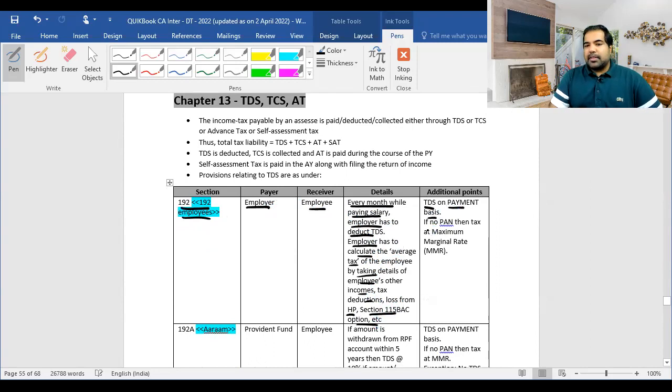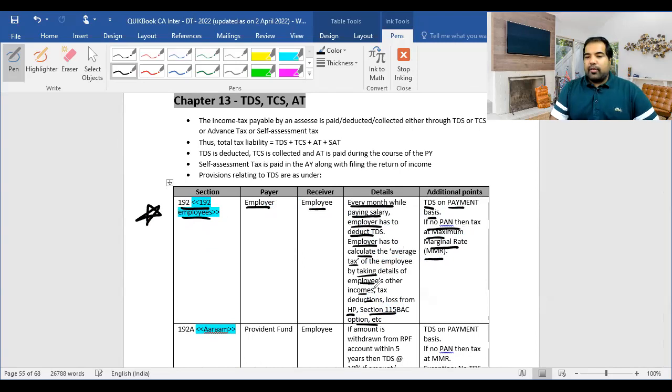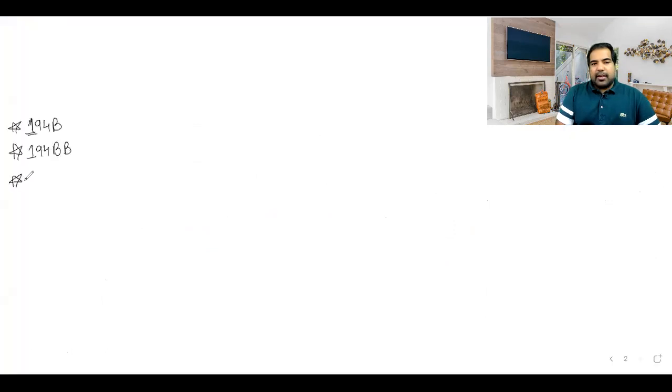TDS is on payment basis. If no PAN, then tax deducted will be at maximum marginal rates. That is section 192. So slowly and steadily, we'll cover one section of TDS, and we will do it in a way that you will remember it also. We'll revise it as well. So 192 employees, B is betting, BB is bigger bets, and 192 is TDS on salary. So these are three sections down. All these three, mind you, are right now on payment basis. Payment basis means whenever you are paid, that is the time they will deduct the TDS, and next month they will pay to the government.